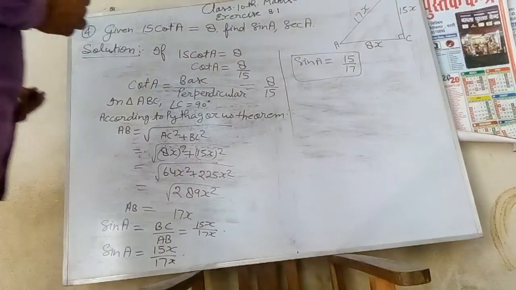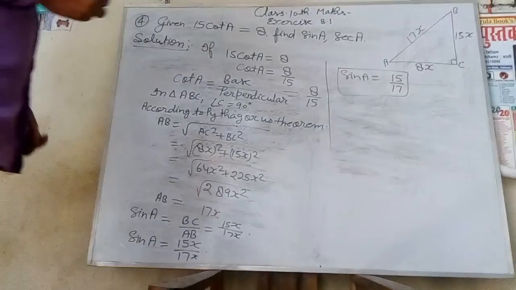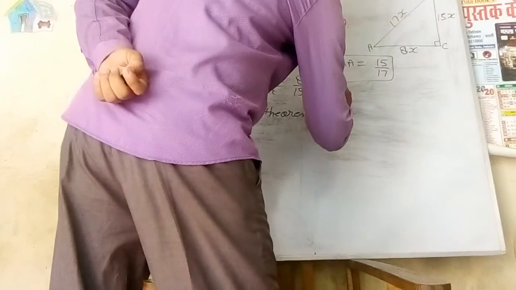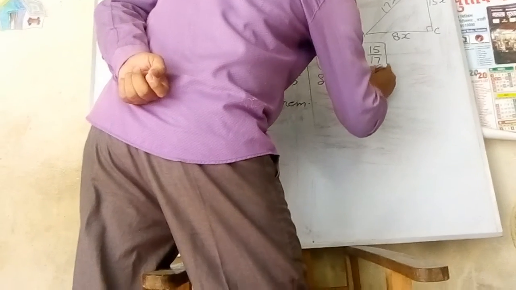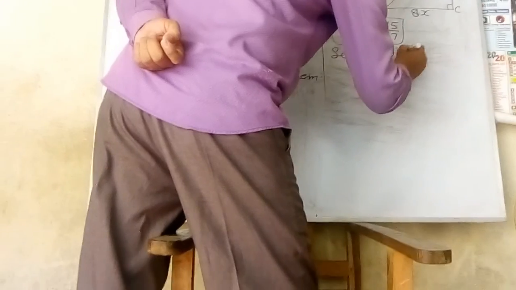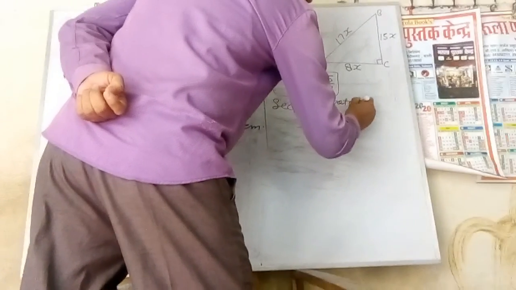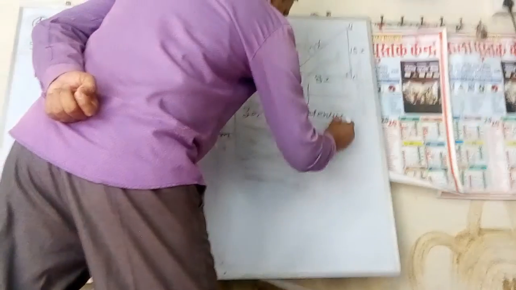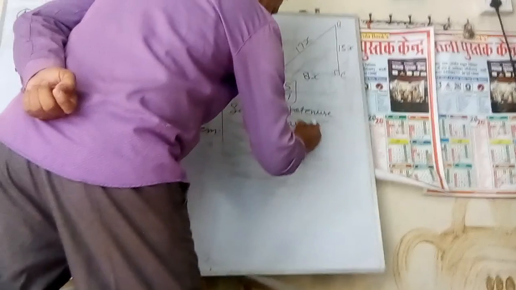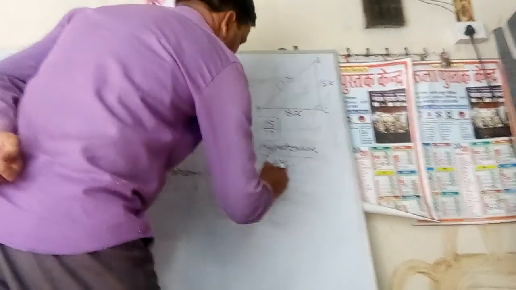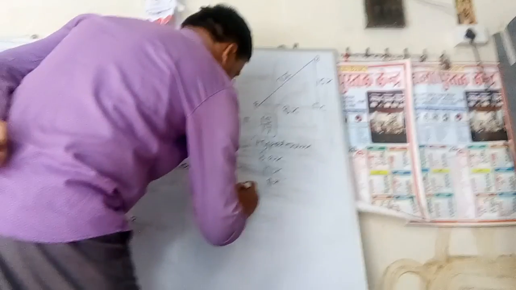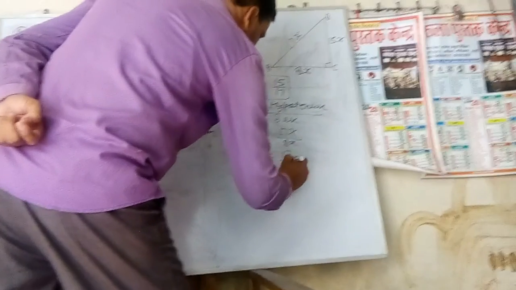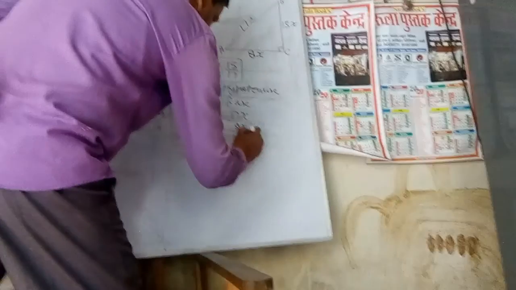And sec A equal to hypotenuse upon base. Hypotenuse is 17x and base is 8x, so sec of angle A equal to 17 by 8.